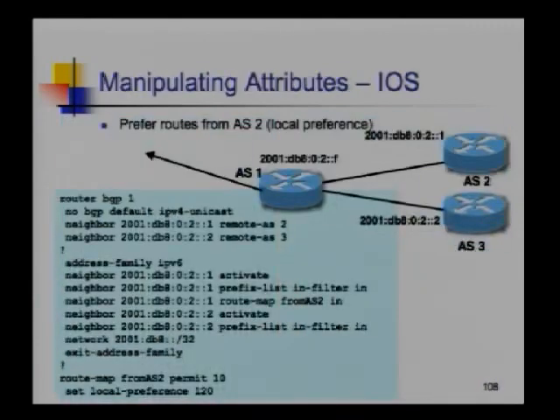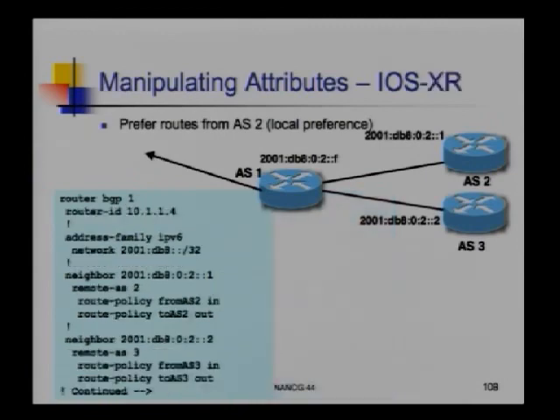Okay, manipulating attributes. Well, in iOS, if you're accustomed to handling attributes for v4, it's the same way for v6. If you notice, there's a route map that basically sets a local preference. Now, this route map could be used for v4 peering and could be used for v6 peering because nothing in that route map is dependent on v4 or v6. So there's an example of just setting a local pref on prefixes we hear from this particular neighbor.